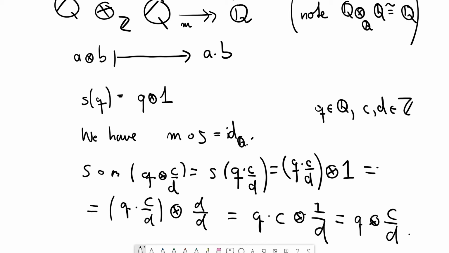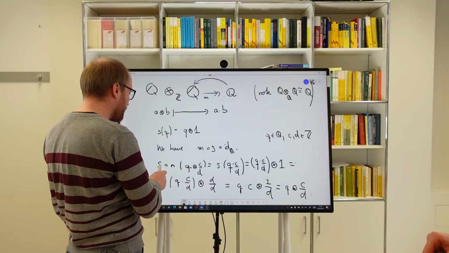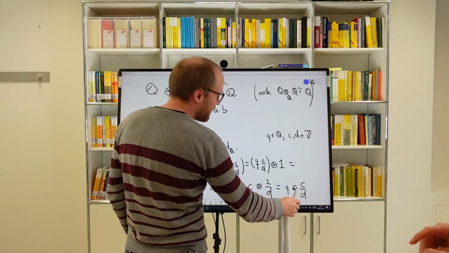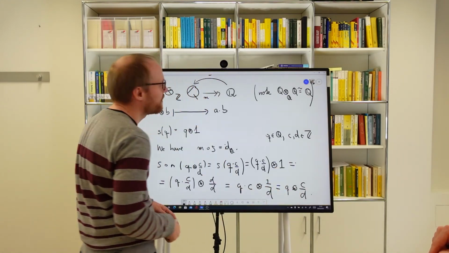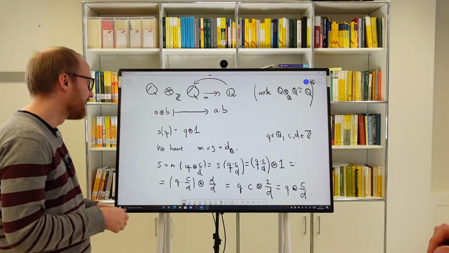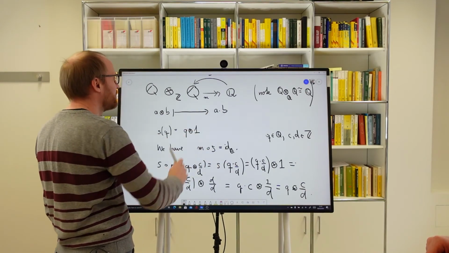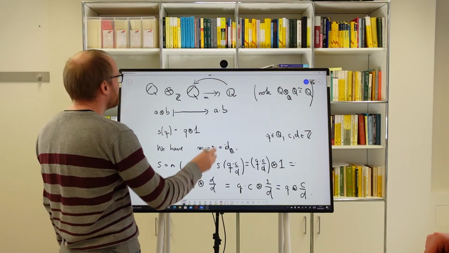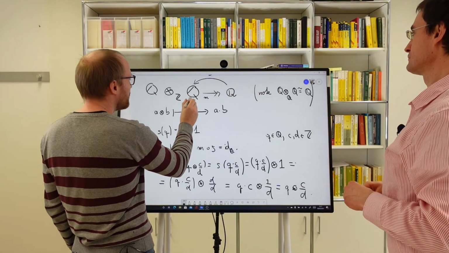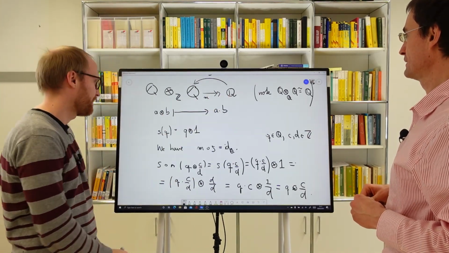So we see that starting with some elementary tensor and going through, we arrive at the same elementary tensor, and that means not only on elementary tensors but on the whole tensor product, this composition is the identity. And actually now we've shown that both compositions are the respective identities, so it was an isomorphism. So the result is that Q tensor over Z with Q is isomorphic to Q.